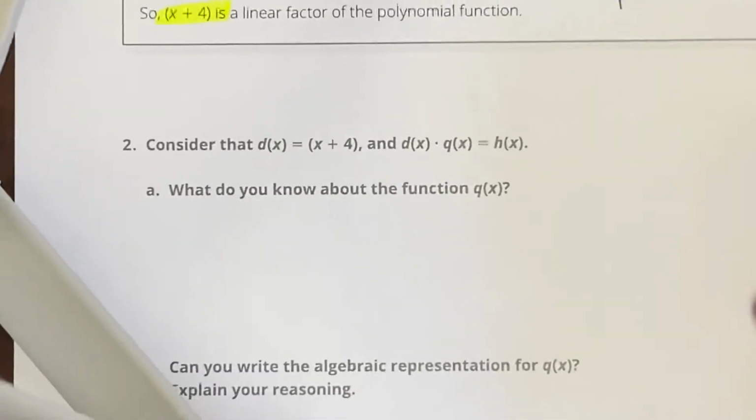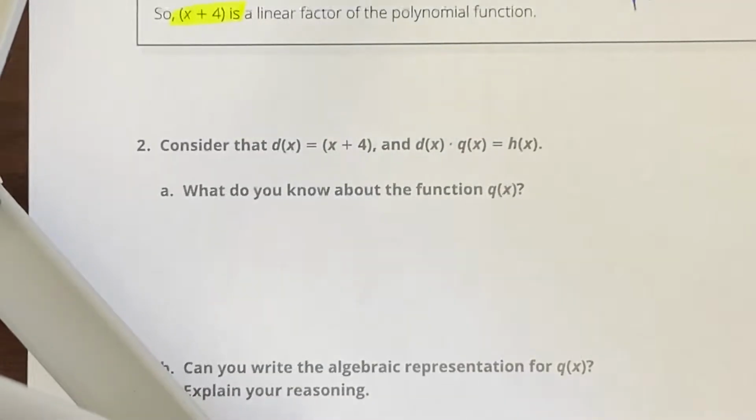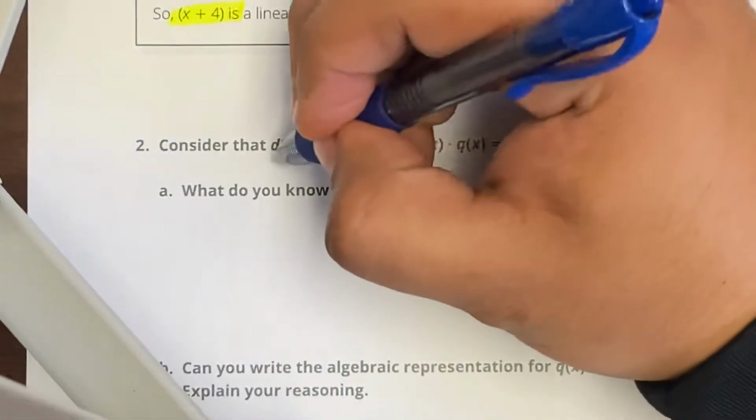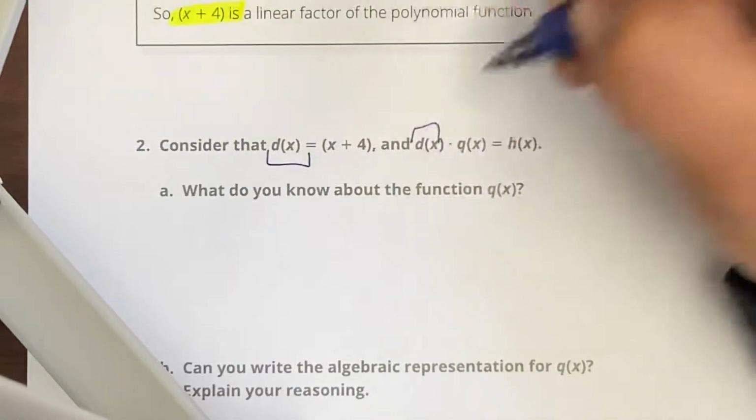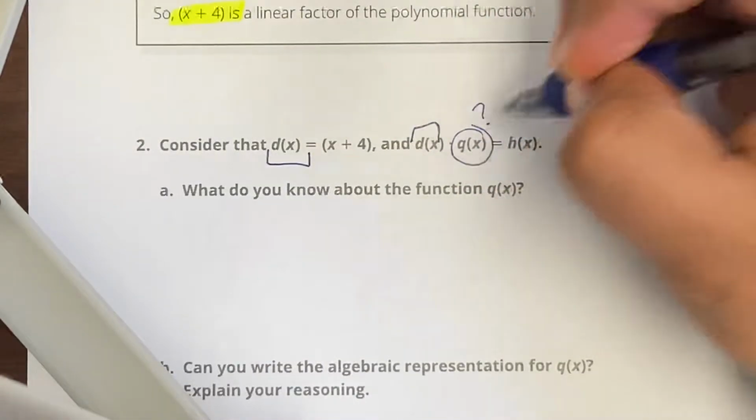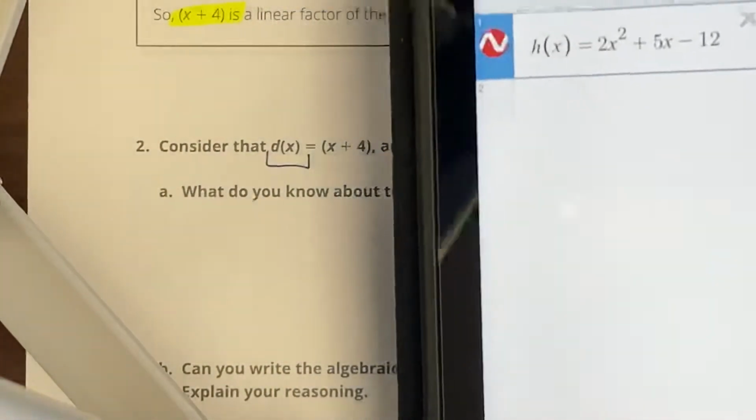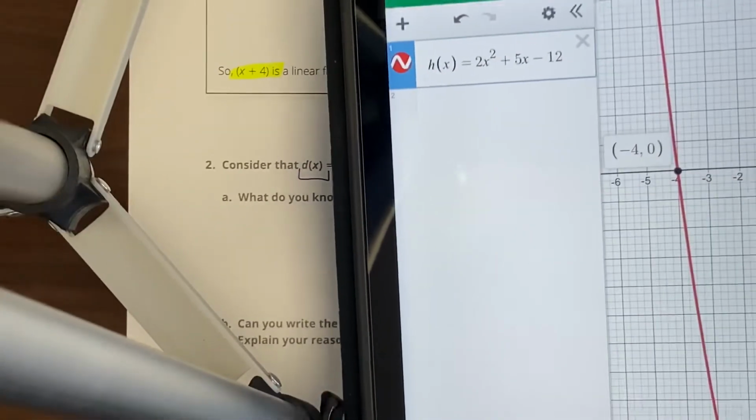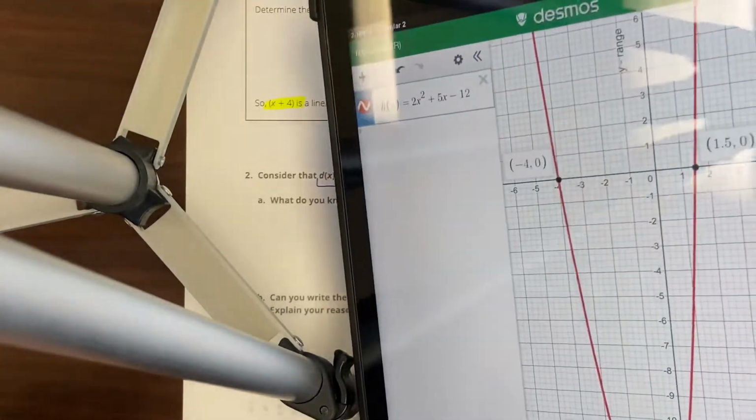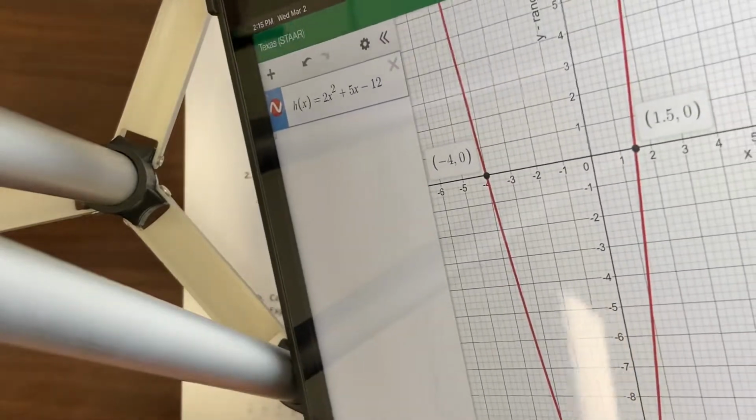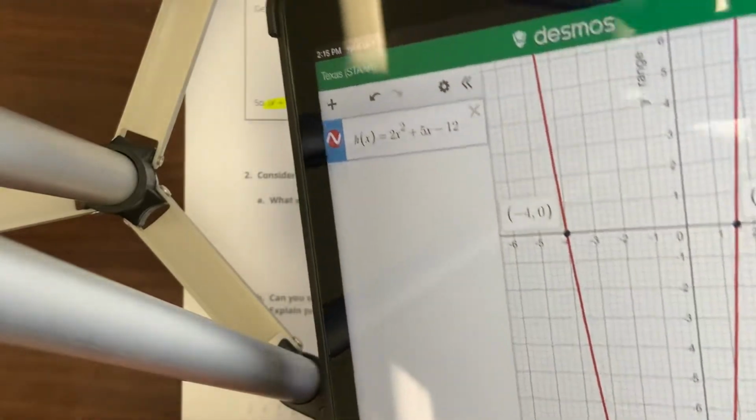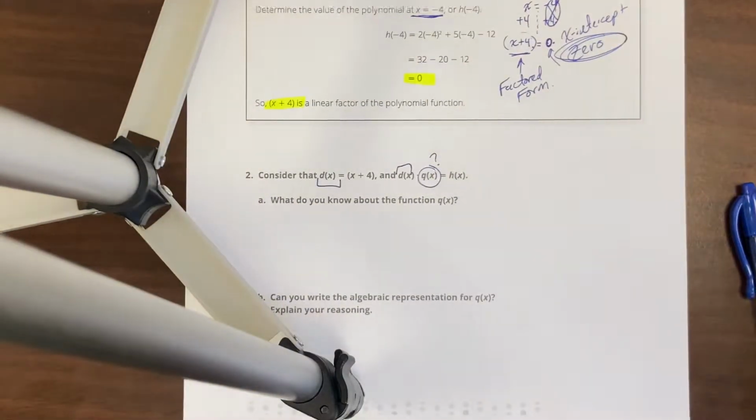Number 2 is actually talking about what's the other 0, because right here is 1 0 that we already talked about. What's this one? Let's bring out Desmos real fast. The other 0 is right there. Hopefully you can see it. 1.5 comma 0. Let me write that down.